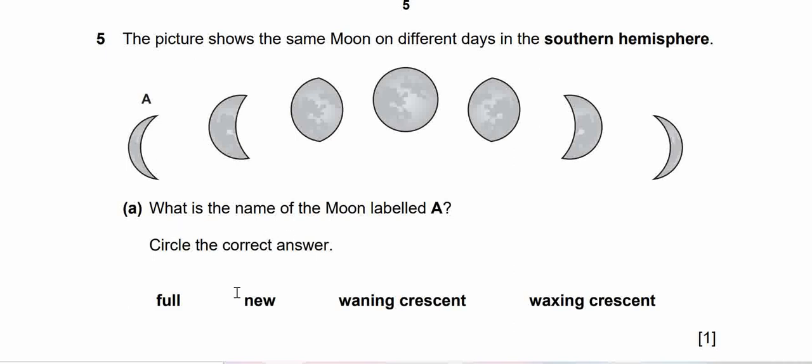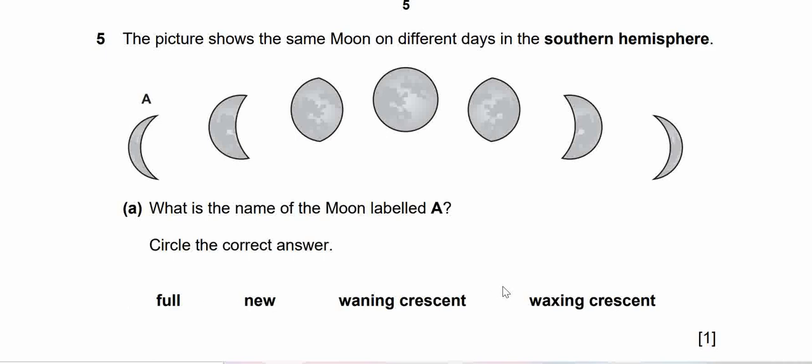Circle the correct answer: full, new, waning crescents, or waxing crescents. 10 seconds.